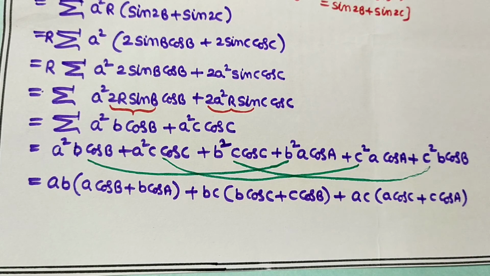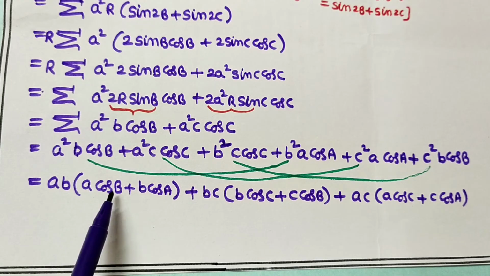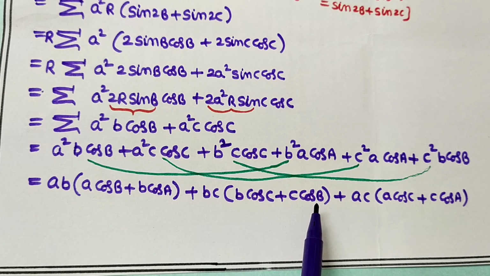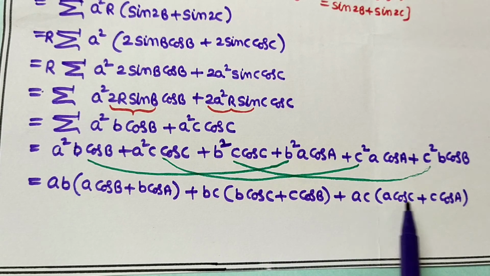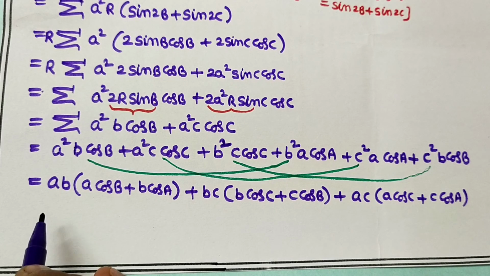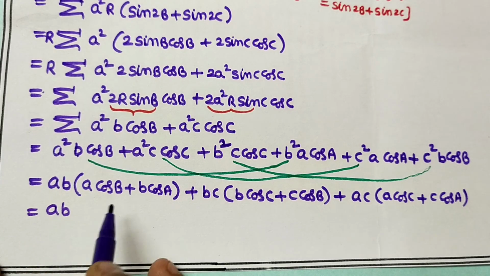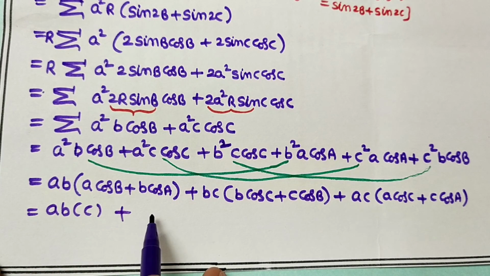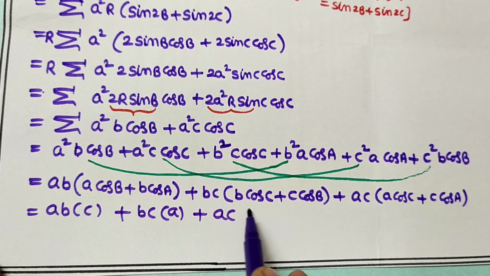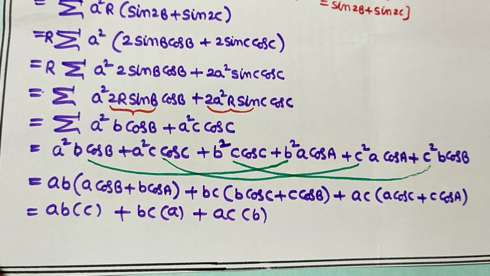After that, we have formulas from the projection rules. a cos B plus b cos A is equal to small c. b cos C plus c cos B is equal to small a. And a cos C plus c cos A is equal to small b. So this is equal to ab into small c plus bc into small a plus ac into small b. Since from projection rules, abc plus abc plus abc, 3abc, which is equal to the required RHS. Hence the result.